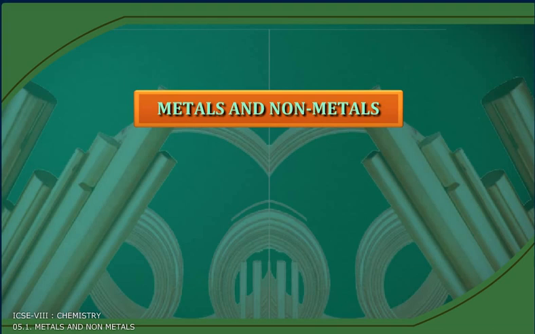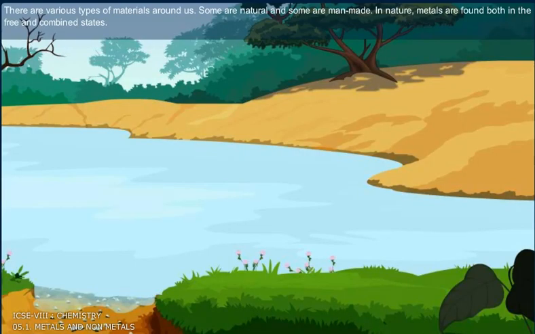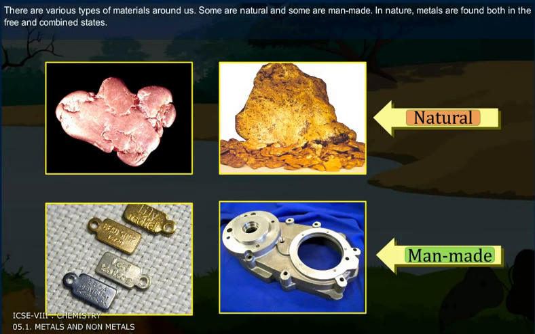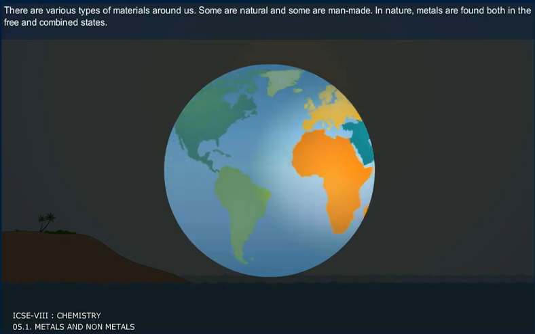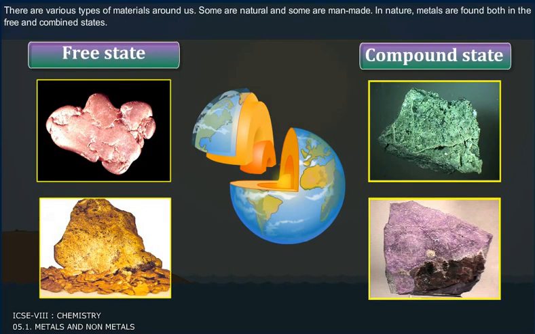Topic: Metals and non-metals. Learning about metals and non-metals, their physical and chemical properties. There are various types of materials around us. Some are natural and some are man-made. In nature, metals are found both in the free and in the combined states.